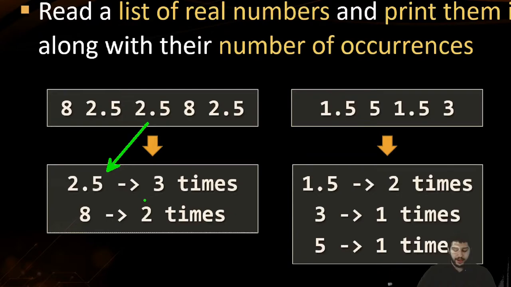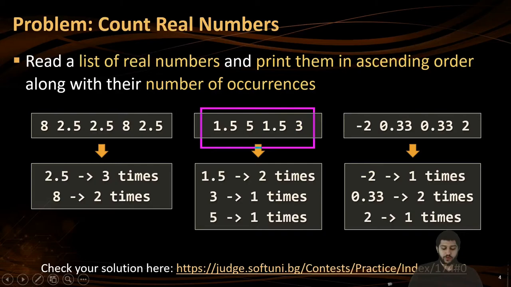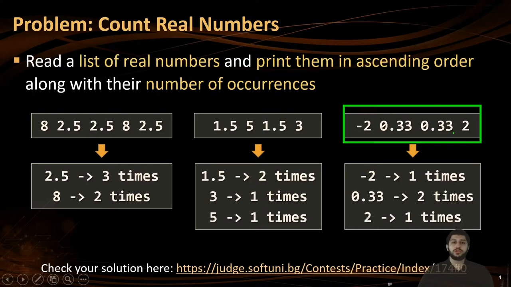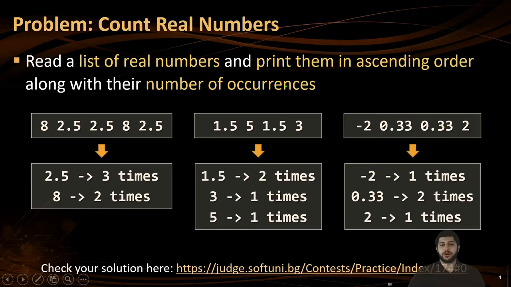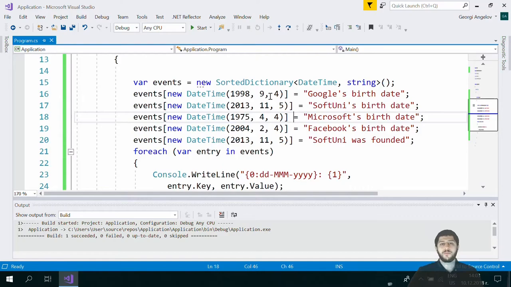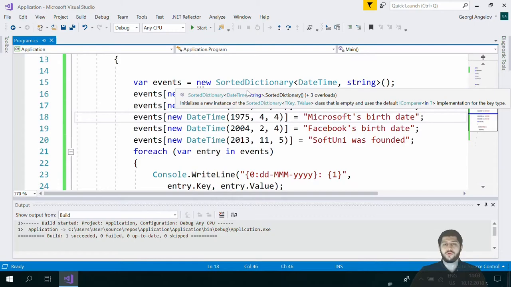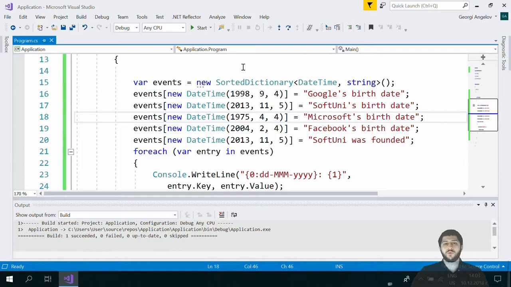The same thing goes for the second and the third example. And if you examine them closely, you'll see that they always start from the lowest number and go to the highest number. Okay, so how can we solve such a problem? I encourage you, pause this video, think about it, try to solve it on your own, and whether you can or cannot, follow with me through the solution of this problem.